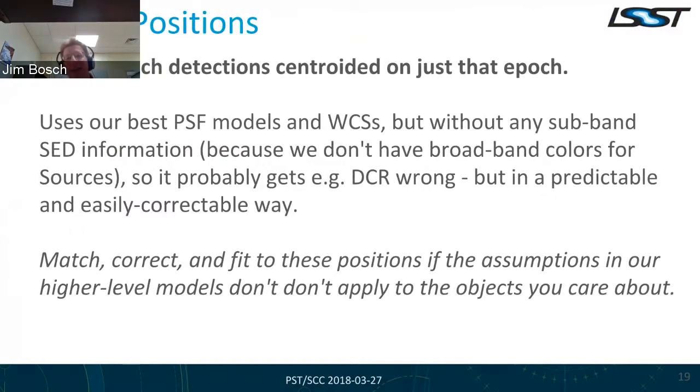But because we don't actually have any subband SED information, because we don't have the broadband colors for the sources, we're probably going to get something like DCR and the other chromatic effects in a predictable and somewhat easily correctable way. As I said, you might still have to do some image processing, or you'll have to have a first order approximation for what DCR does to the position of an object, which in the case of DCR should be quite accurate actually. So if you don't like the assumptions we've made in the models I'll talk about in the next few slides, you can go back to these source positions, match them, correct the positions based on what you think we did wrong with the PSF and the SEDs, and fit some motion model to these positions if you don't like our assumptions.